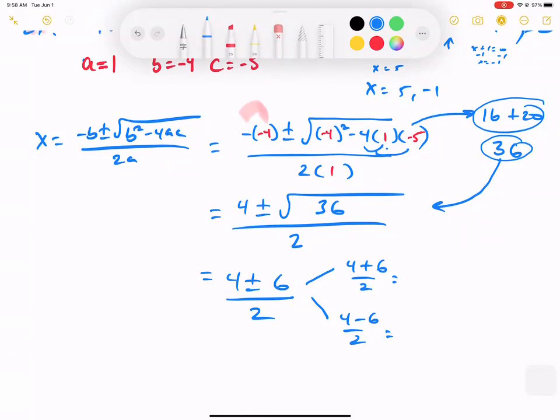4 plus 6 is 10. 10 over 2 is 5. If you skip any steps along the way, if you jump from here to here, I'm going to think that you're cheating, because a lot of this stuff you have to write out so you can see the numbers, and then you're going to have to reduce.